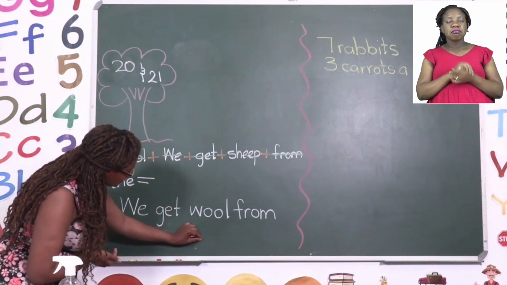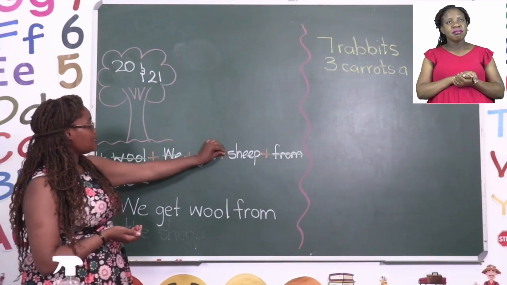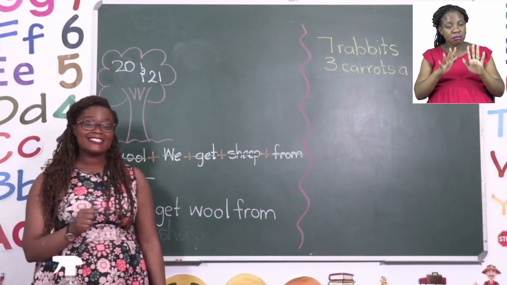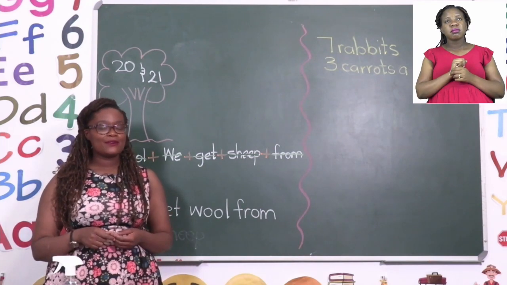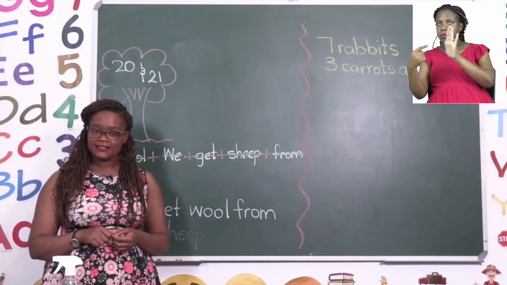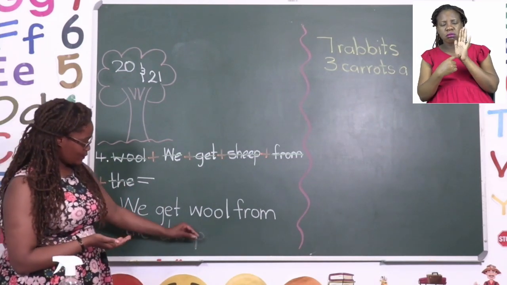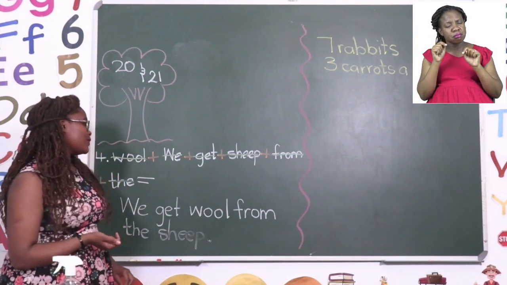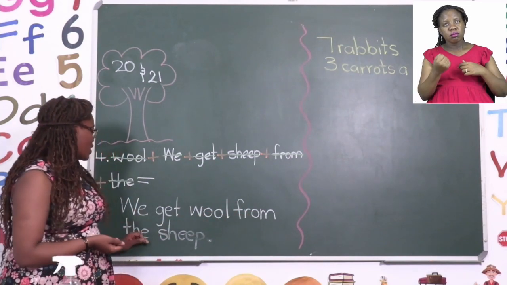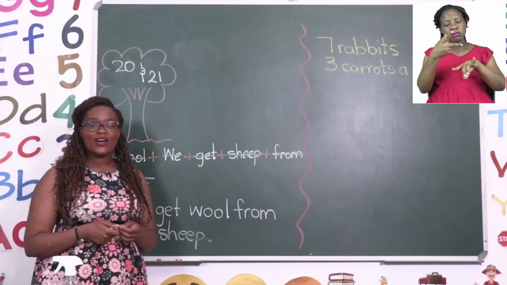Well done, grade 2s. Now, just because we are done with the words doesn't mean we are done with the sentence. So, in order for us to complete any sentence, we need to either put a full stop, an exclamation mark, or a question mark. In this case, I think a full stop will do. So, now our sentence is complete. We get wool from the sheep. Well done, everyone. Go ahead and try it by yourselves.